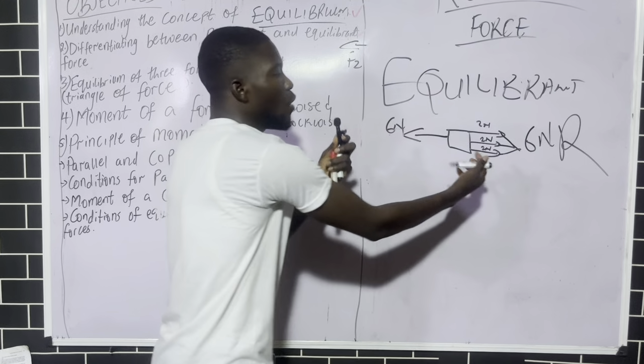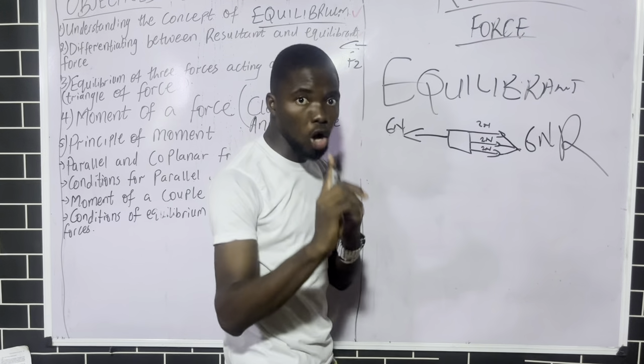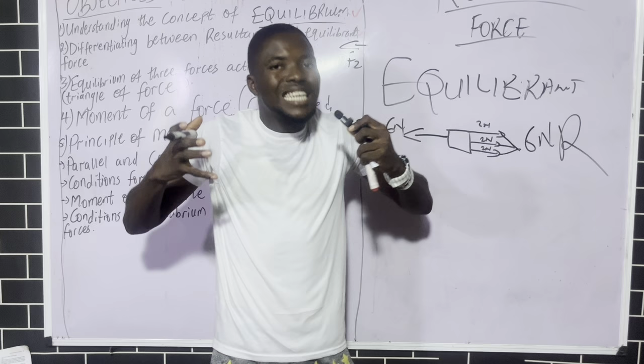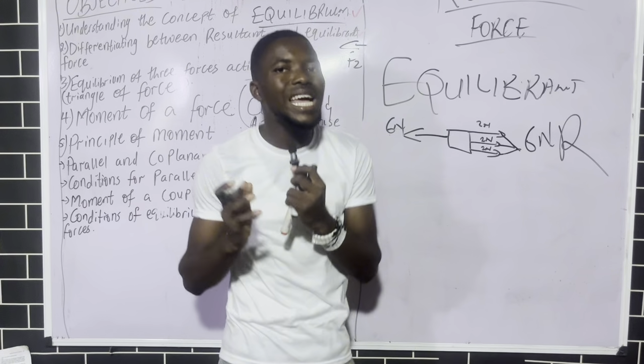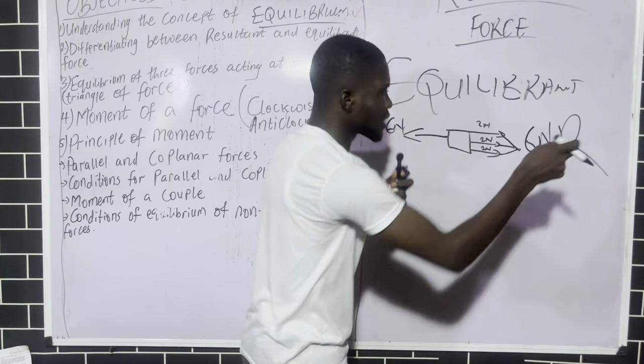You see that the resultant force is actually just one force. The resultant force is also one force, because it is the resolution of the other forces put together. We say it is that single force that will produce the same effect as the other forces put together. So this 6 Newton is that one force, the resultant.